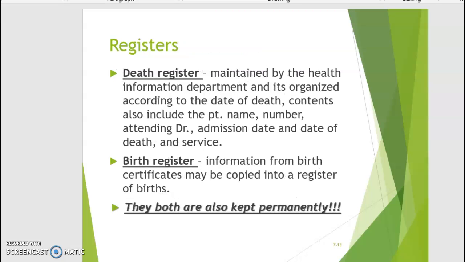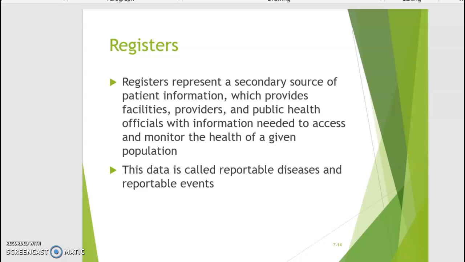Same thing with the death register and birth register. They are information from the death, the date, patient name, and the birth register the same. These are both also kept permanently. Registers represent a secondary source of patient information, which provides facilities, providers, any public health official with information needed to monitor the health of a given population.